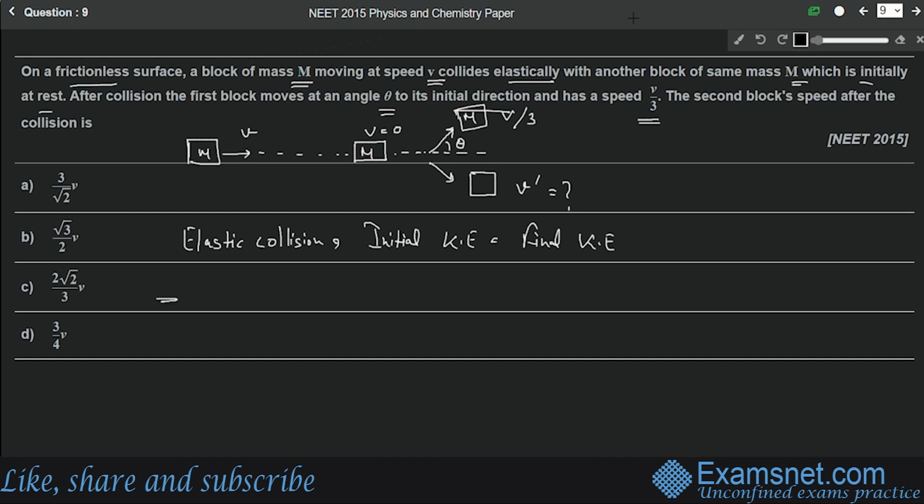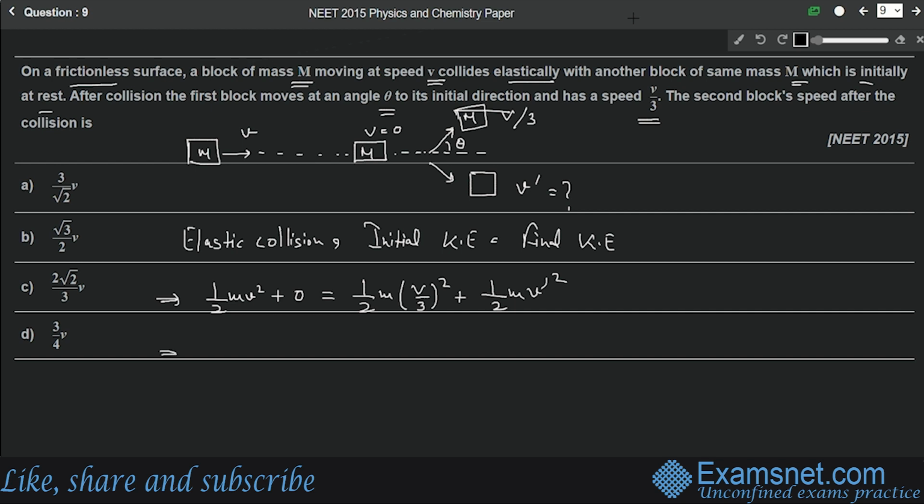So what is the initial kinetic energy of the first block? Half mv square. And the second block 0 because it was at rest. Final kinetic energy of the first block is half m (v by 3) square. And for the second block it is half m v dash square. Okay. We have to find the value of v dash.